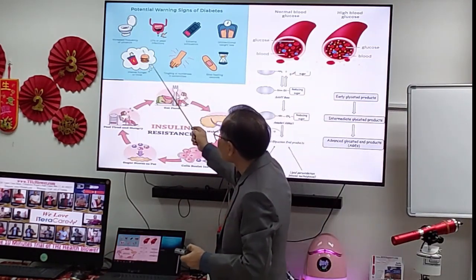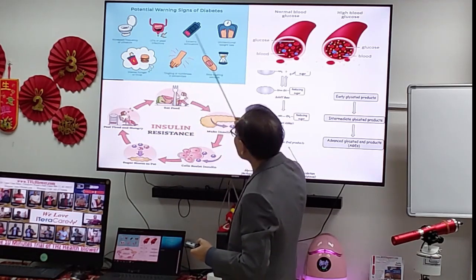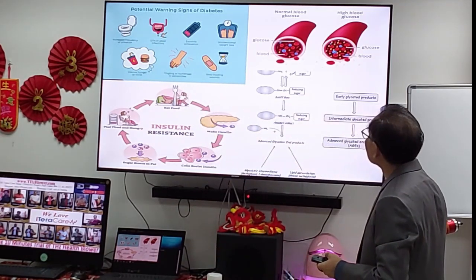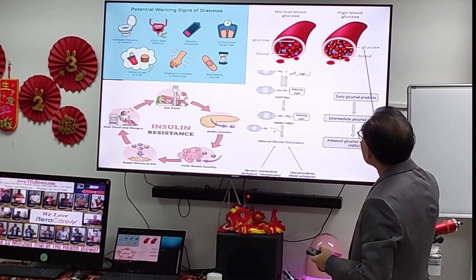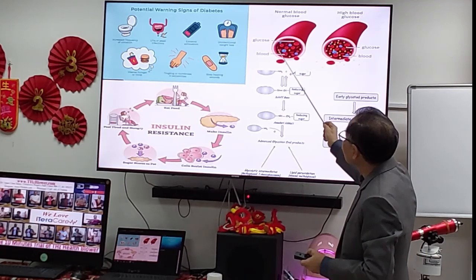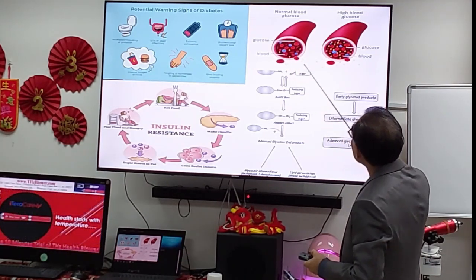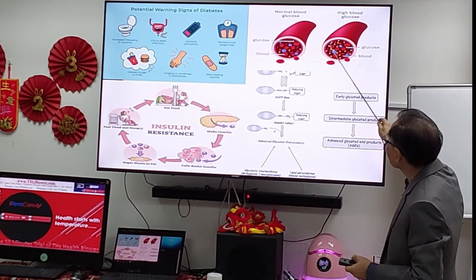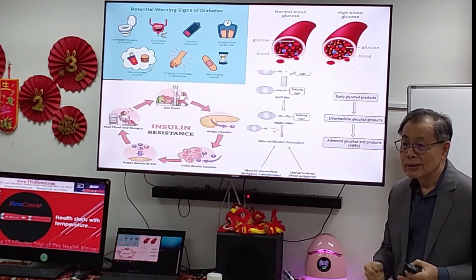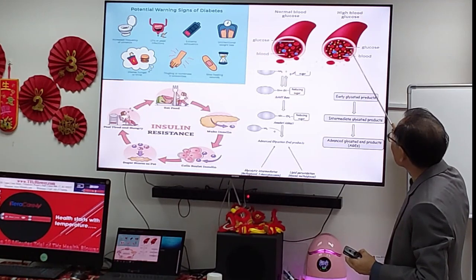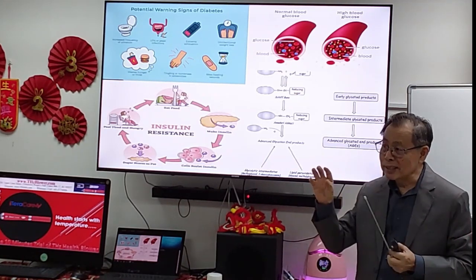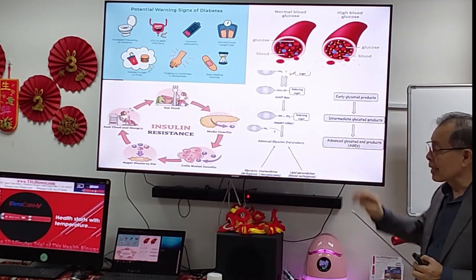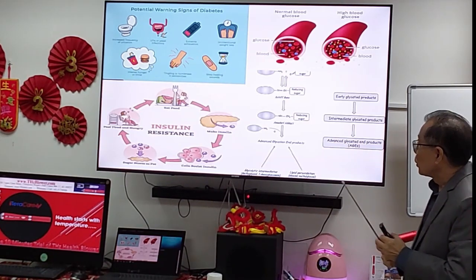So these are the warning signs of diabetes: urination, urinary tract infection, exhaustion, weight loss, hunger, tingling, slow healing wounds. And notice that in normal blood, there's not much glucose around. In a situation where you have diabetes with a lot of glucose in the blood, you see that it's crowded with these yellow dots there. Glucose. So you can imagine that when there's such a hyper concentration of glucose in the blood, what can happen? We'll talk about that.